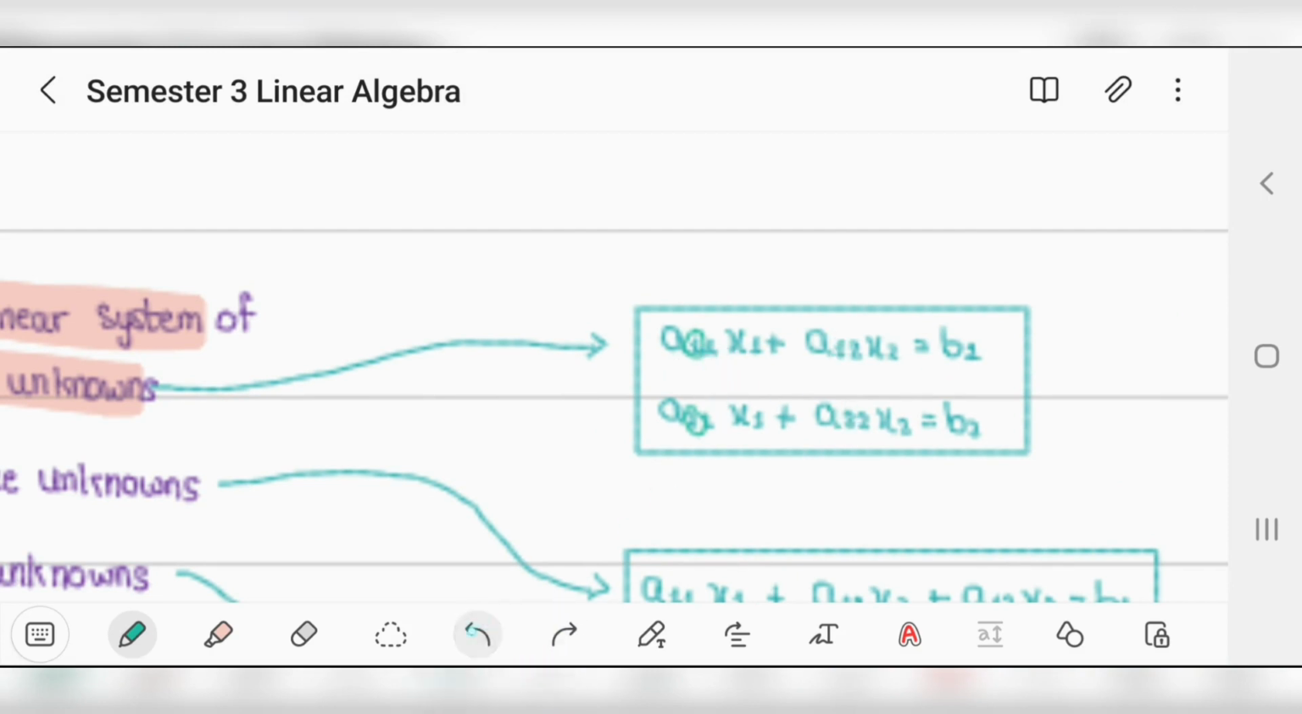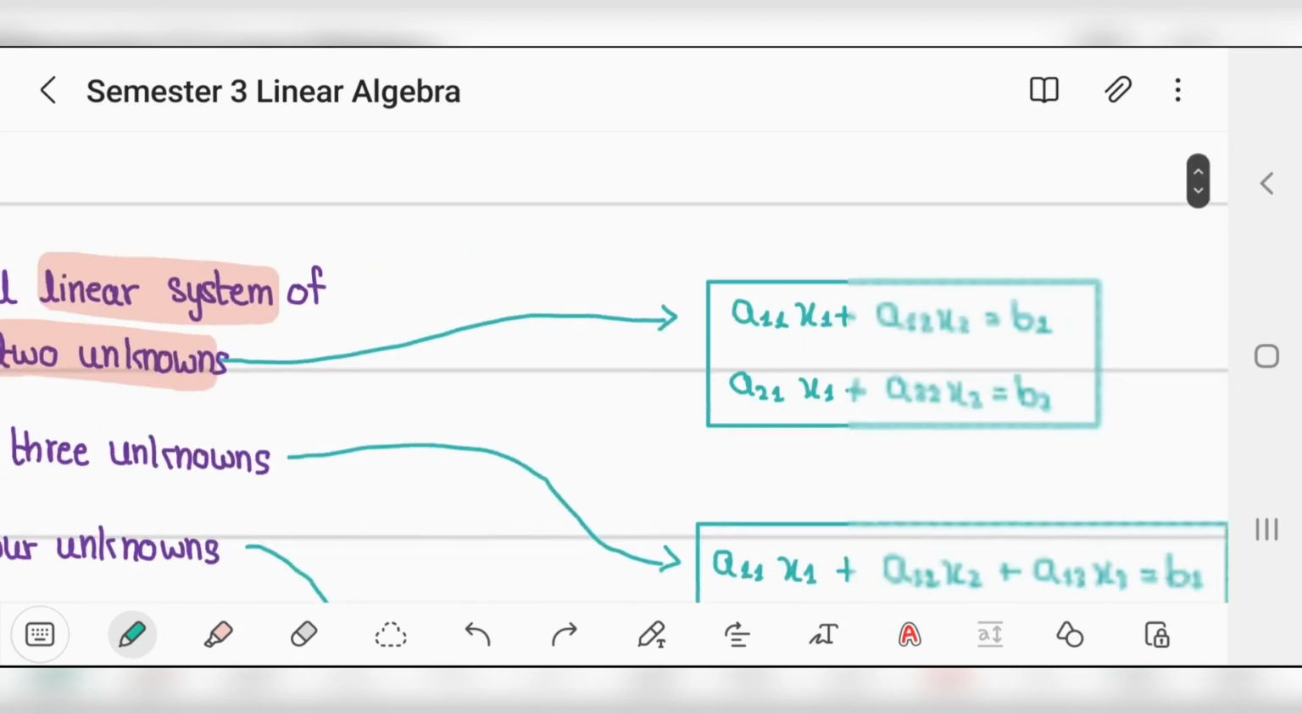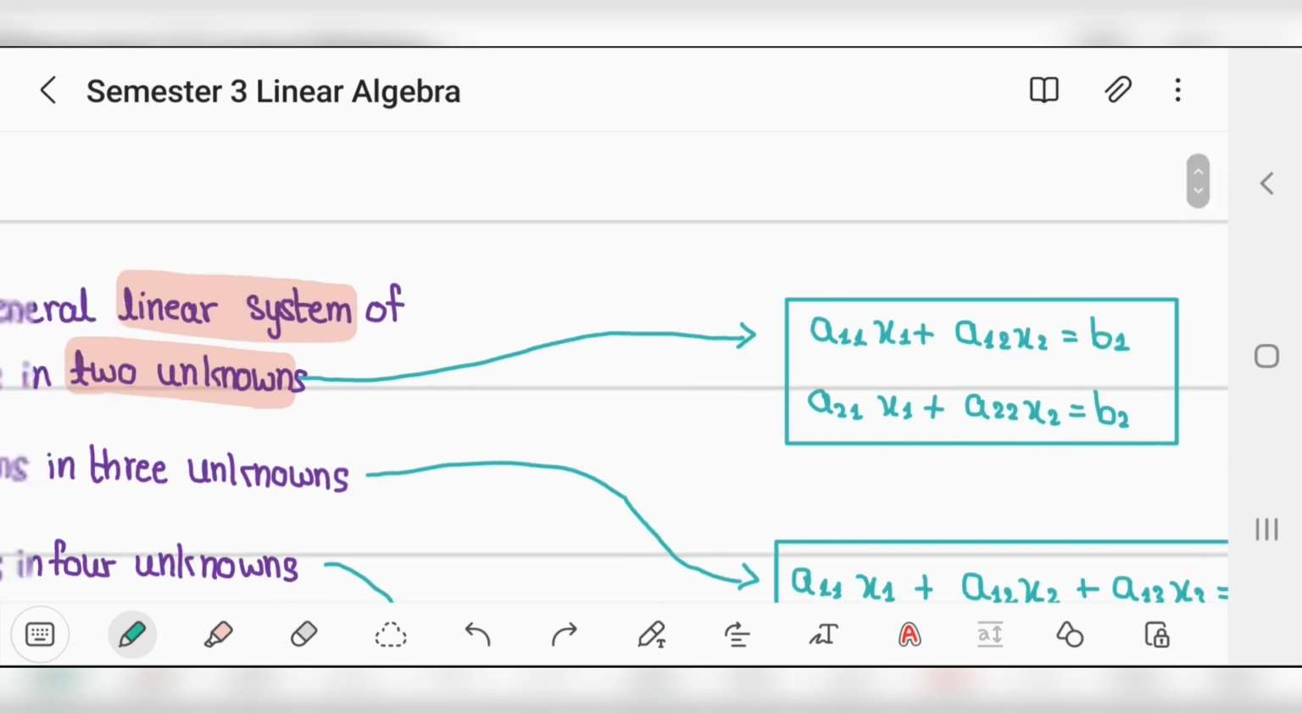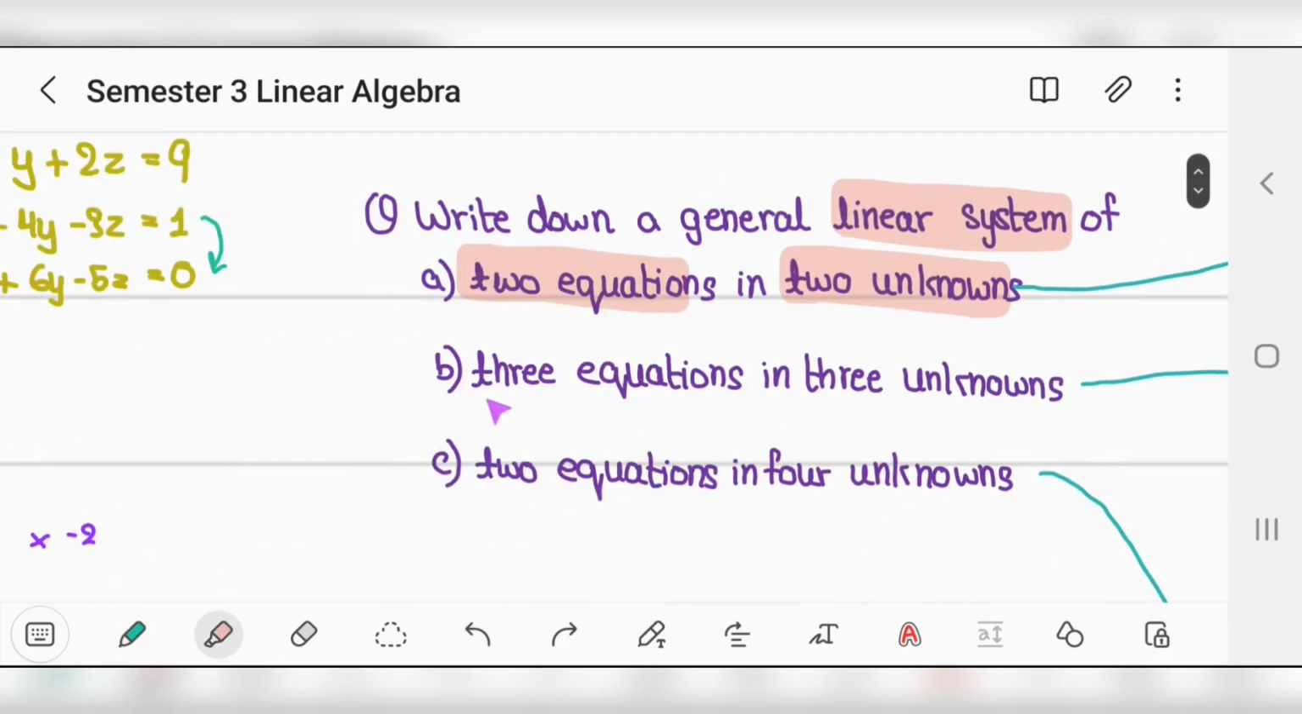We have two equations, right? Each equation has two unknown variables. So this is how we write down a11, a12, a21, a22, x1, x2, x1, x2. Then second, we have three equations and three unknowns.